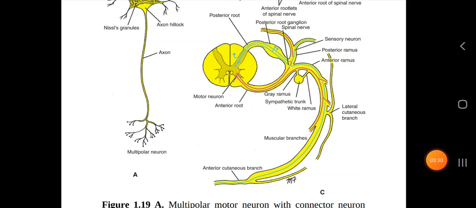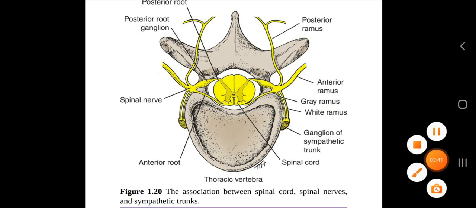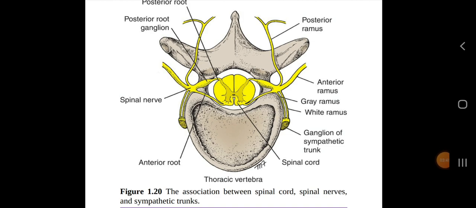See, from the posterior root there is a sensory neuron coming, from the anterior root there is a motor neuron coming. This is the figure 1.20 showing the association between the spinal cord, spinal nerves and the sympathetic trunks.